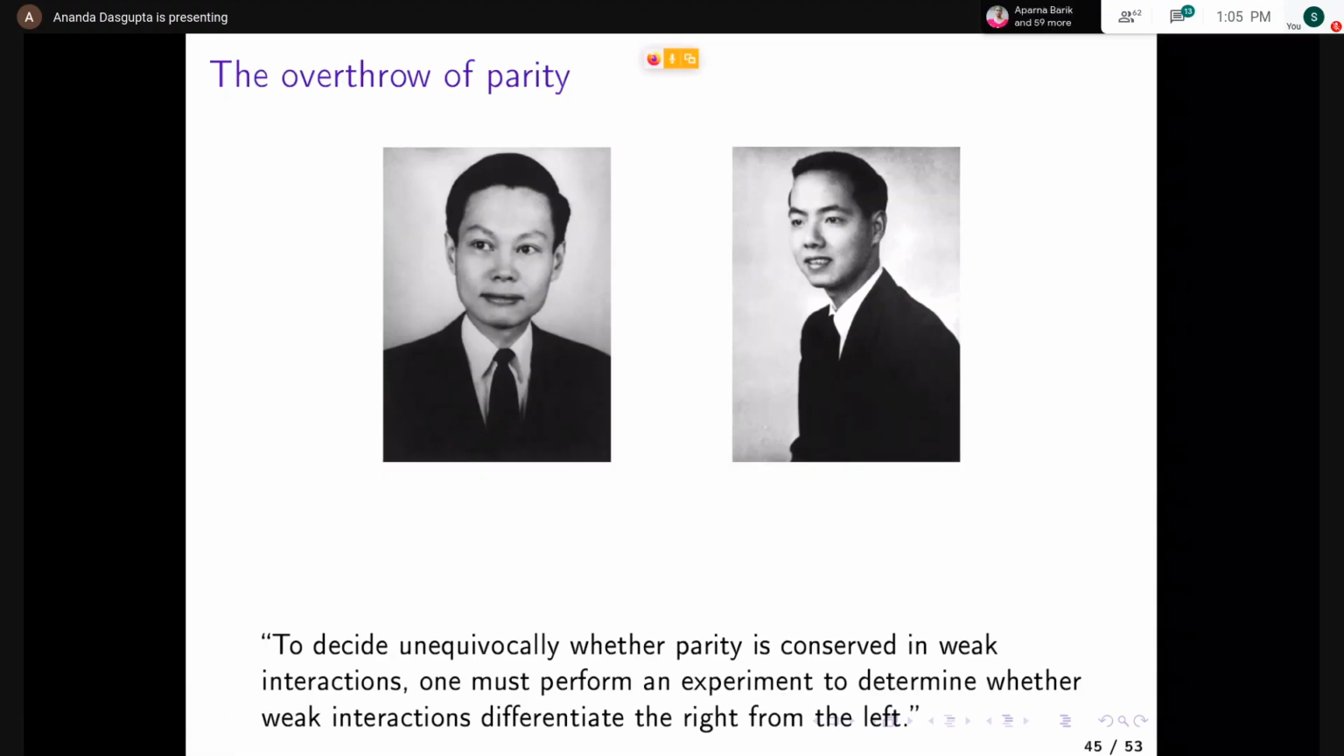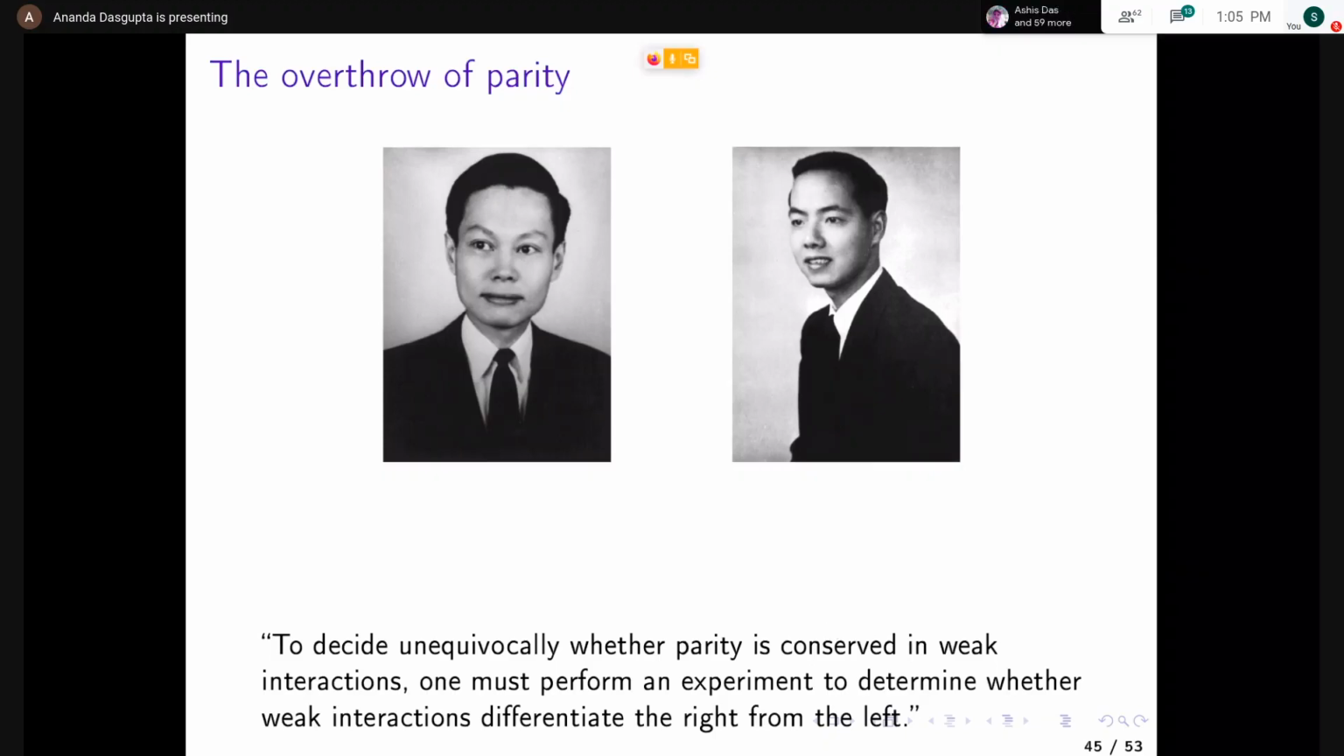They said that, okay, not only are we specifying theoretical reasons for believing that parity may or may not be conserved, they are going to state exactly what kind of experiments you need to do in order to be able to judge whether parity is conserved. So to decide univocally whether parity is conserved in weak interactions, one must perform an experiment to determine whether weak interactions differentiate right from left.